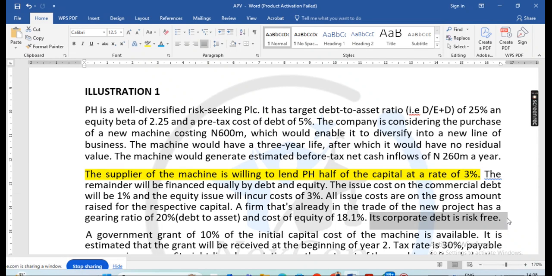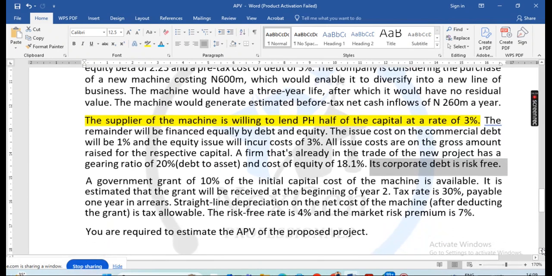Its corporate debt is risk-free. So any figure, any percentage, the interest for the commercial will still be the same thing for risk-free. Sorry, sir, I didn't get that correctly, sir. Sorry. You will get it when we start to solve questions.